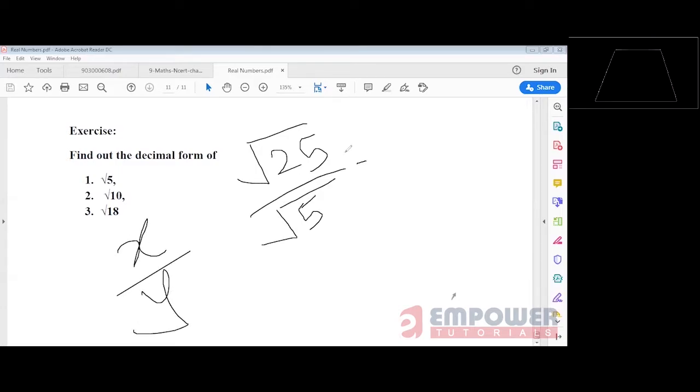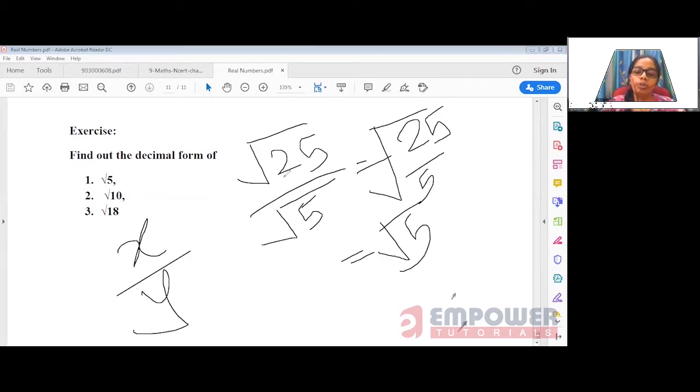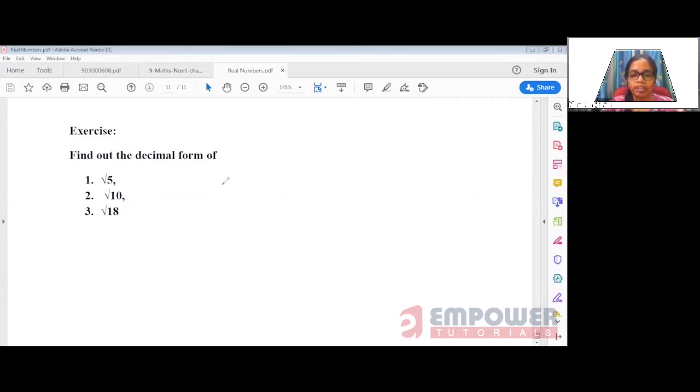So this will be something like this. This will come under the same square root. Okay. So root 25 upon 5. The answer of this will be root 5. Okay. So this is how you can divide two irrational numbers. Now, these are the cases if you have two irrational numbers.